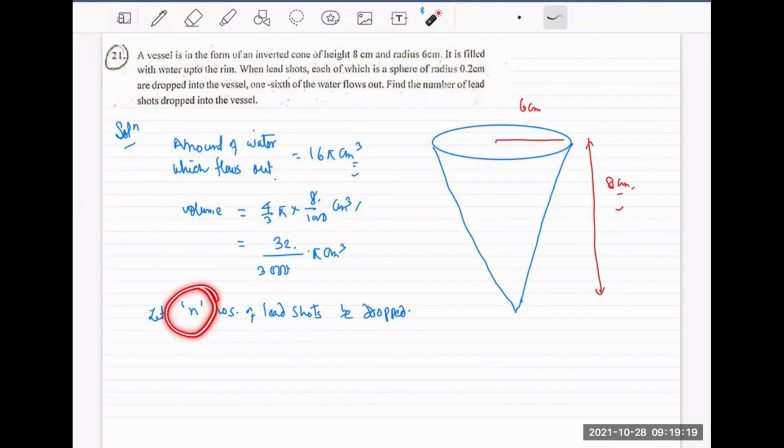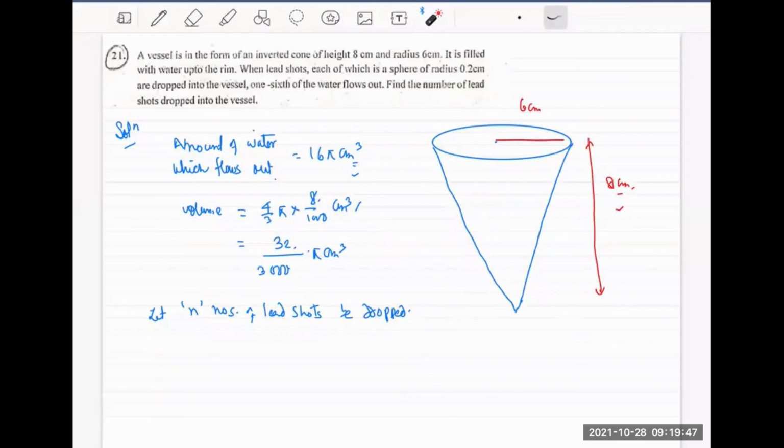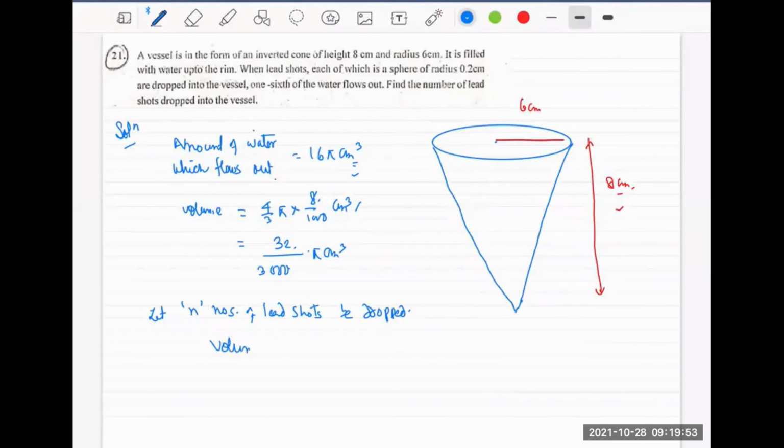So for n number of lead shots, what will be the volume? The volume of 1 is 32 by 3000 pi. What about 2 lead shots? We will multiply 2 into 32 by 3000 pi. What about 3? We will replace the 2 by 3. What if we have n? We will multiply n into 32 by 3000 pi. So for n numbers of lead shots, what is the volume? Volume will be n into 32 by 3000 pi.